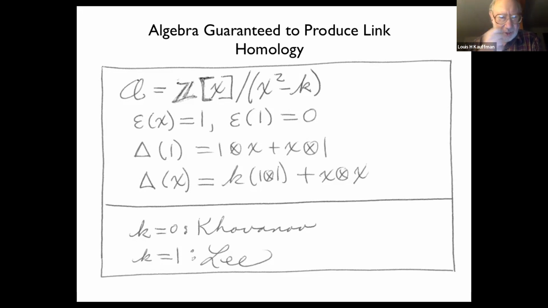When k is equal to 0, it's Khovanov homology. When k equals 1, it's called Lee homology after Yun-Soo Lee, who discovered it. And you see, the Lee homology, it turns out, is actually easier to analyze. And one can make a comparison between the Lee homology and the Khovanov homology, and that's what gives rise to the Rasmussen invariant.